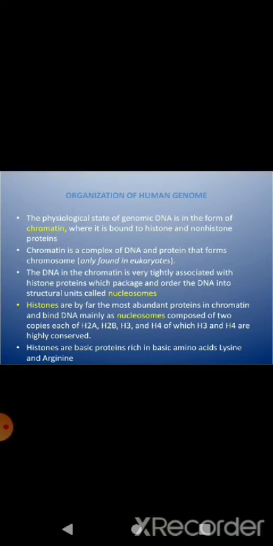The DNA in the chromatin is very tightly associated with histone proteins, which package and order the DNA into structural units called the nucleosomes. Histones are by far the most abundant proteins in chromatin, which are basic proteins rich in basic amino acids like lysine and arginine. Histone proteins are also evolutionarily conserved, which means that they are very similar across vastly different species, of which H3 and H4 are the highly conserved ones.